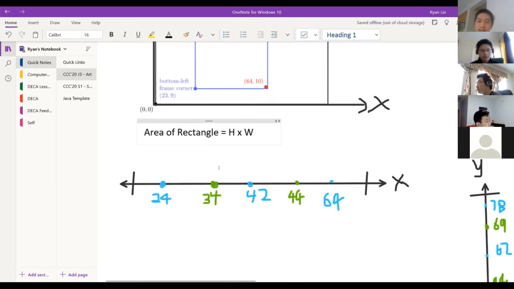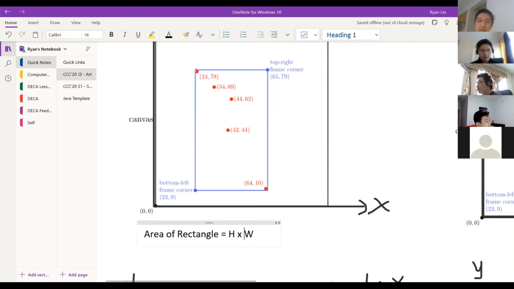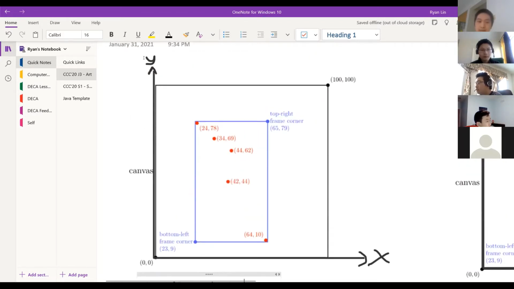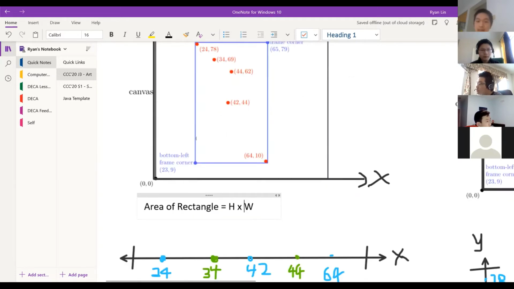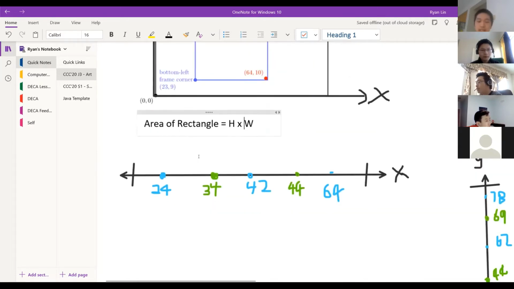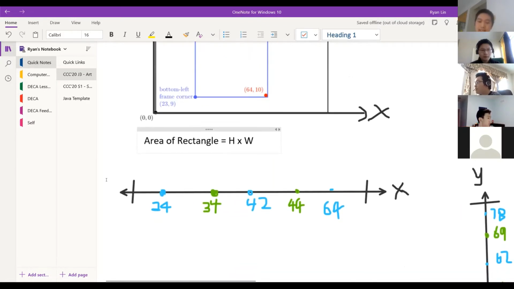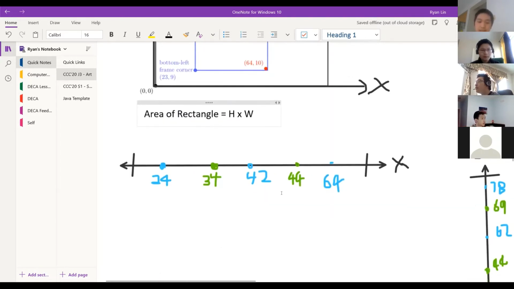So I drew a number line, right? And I just included the x coordinate of every single point. So if you see something that's really complicated like this, you want to break it down into its separate dimensions, right? Break them down into a simpler problem. So this is the x-axis, and you have 24, 34, 42, 44, and 64, and I just took it from the points.